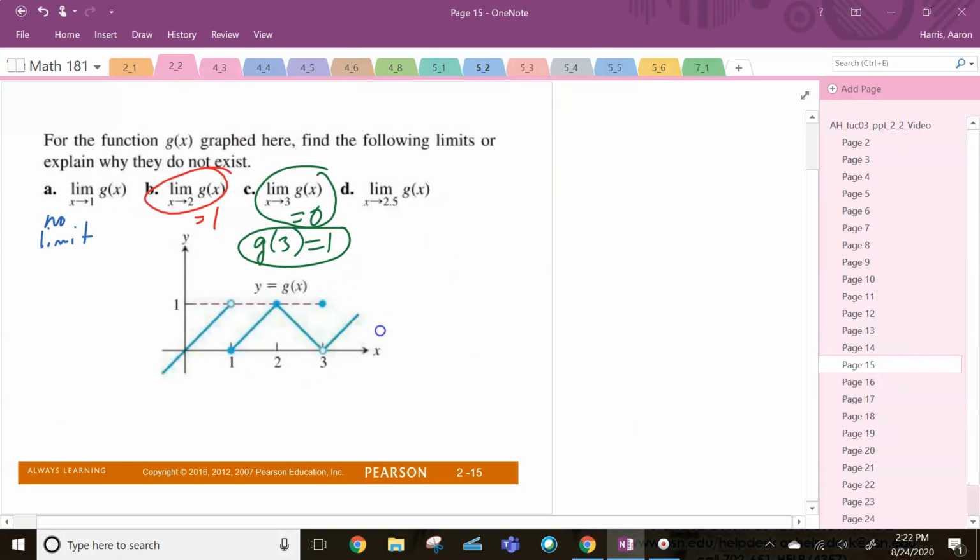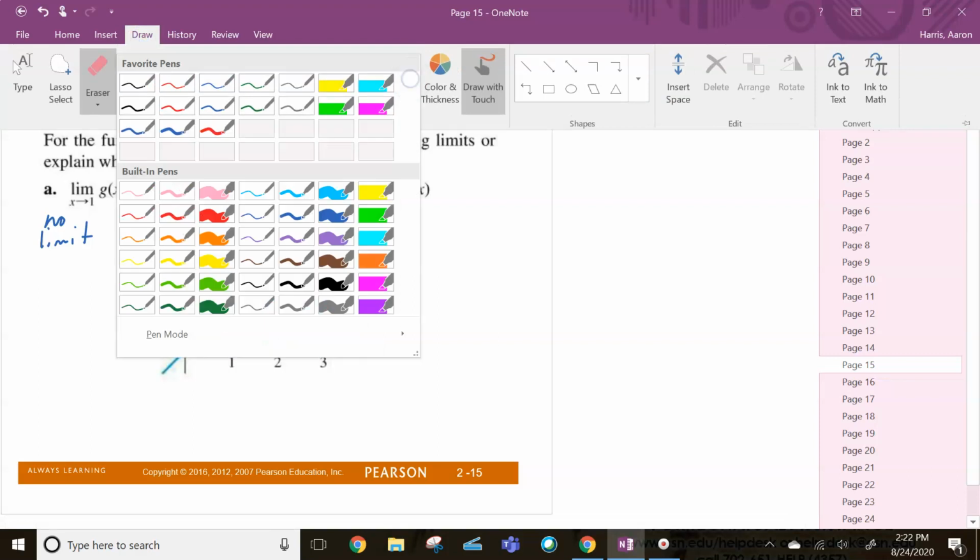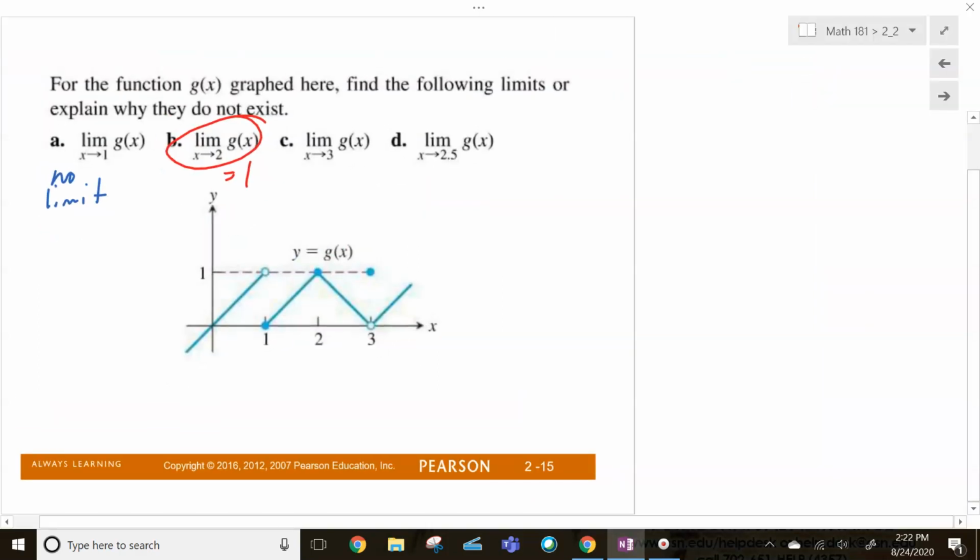I've got, erase this as well. Limit as x goes to 2.5. As we approach, so here's 2.5, right? So as I approach it from the right, as I approach it from the left, it looks like the slope's down 1 over 1, so it must be 1/2. Right?